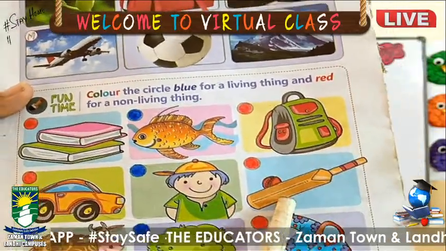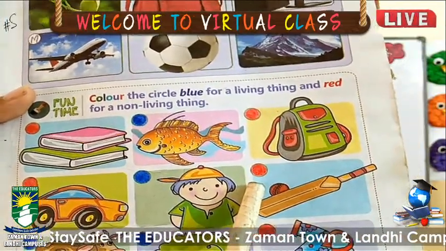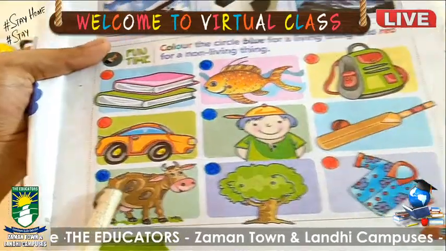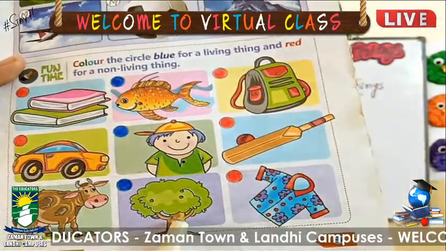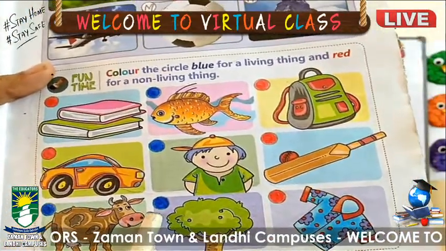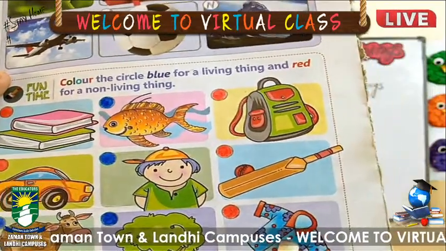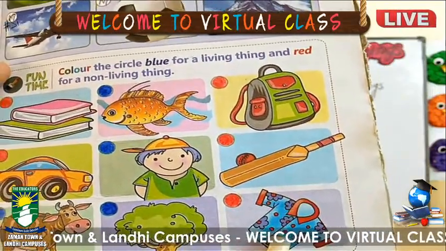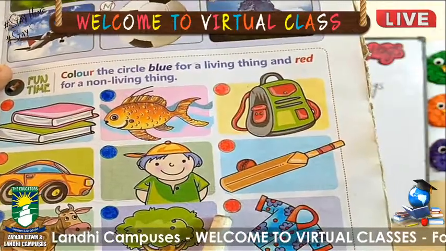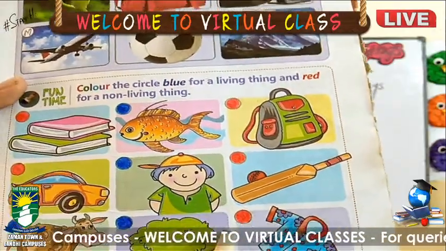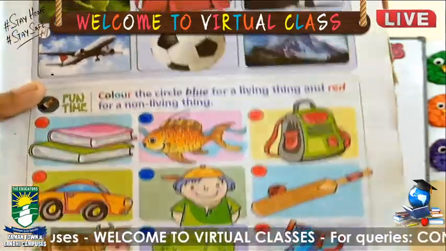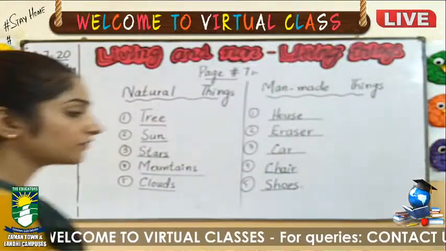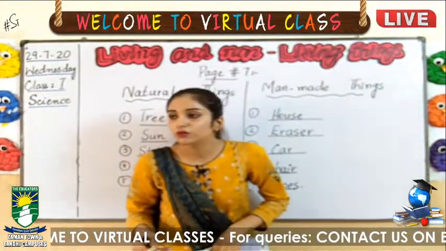Okay, bat and ball, non-living things, use red color. A cow is a living thing, so you will use blue color. A tree is also a living thing, you will use blue color. A shirt is a non-living thing, so we will use red color. Have you understood this page? This is the last page you will have to complete, page number 9. So there are 4 pages you are going to complete in your book.